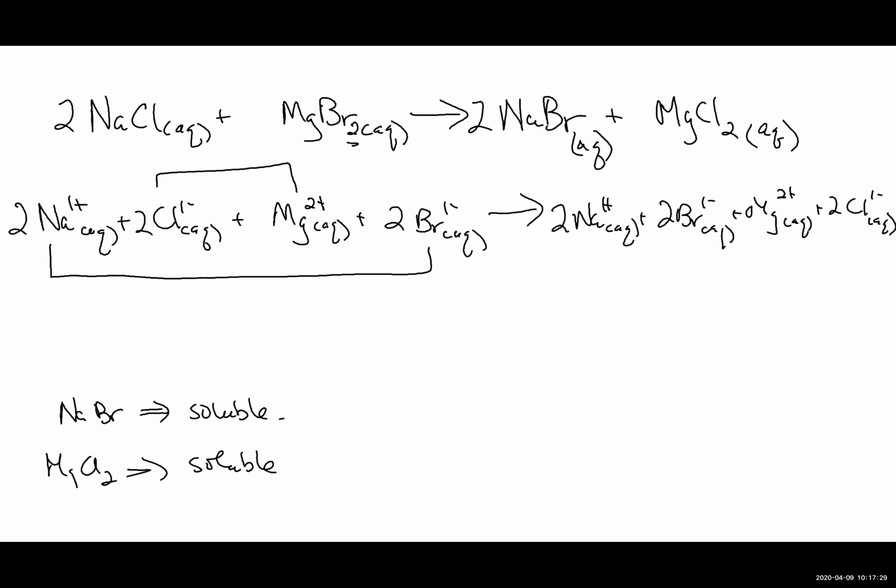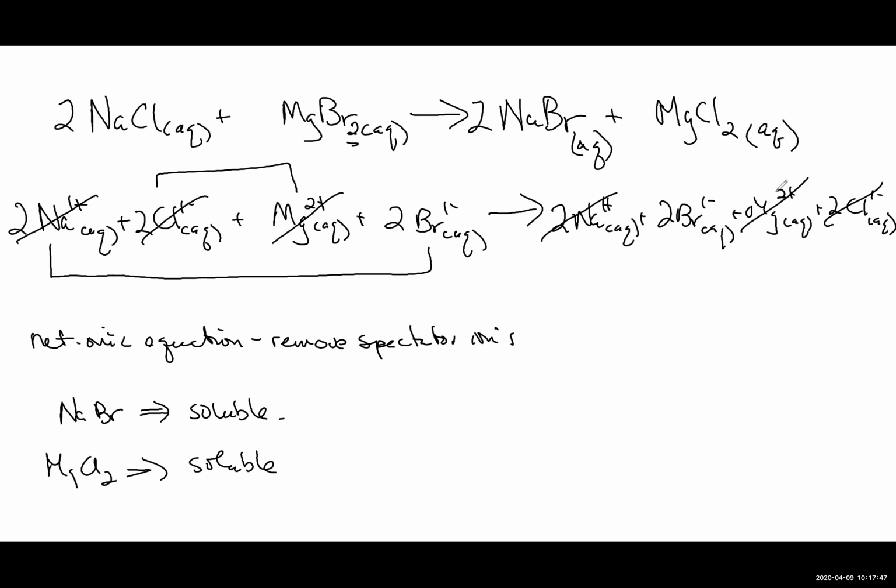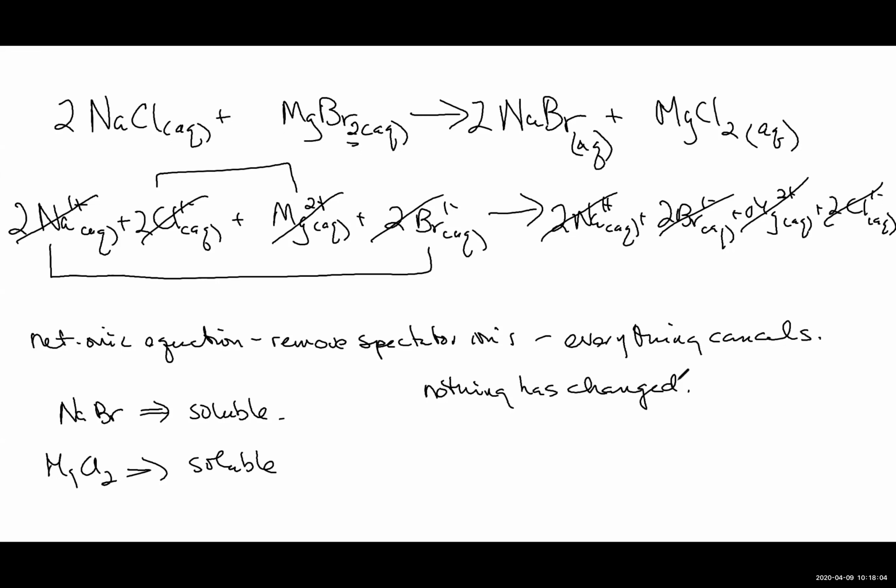Well, now if I go to get my net ionic equation, remember, remove spectators. What's true is I have 2 sodiums on both sides. I have 2 chlorides on both sides. I have a magnesium on both sides, and I have 2 bromides on both sides. What happens? Everything cancels. Why does everything cancel? Because technically nothing has changed. And so even though I mixed these 2 solutions together, nothing's changed from what I originally had to what I finally have. So what's really true is that I have no reaction.